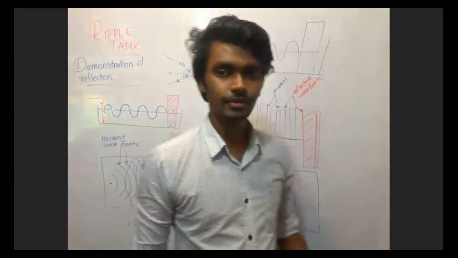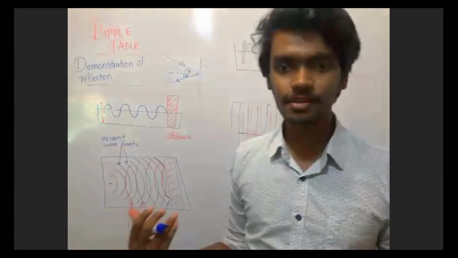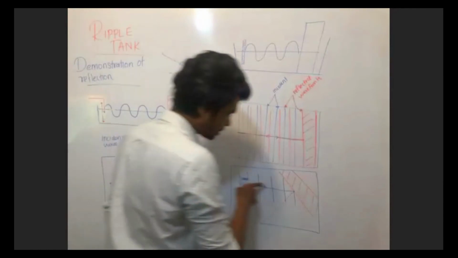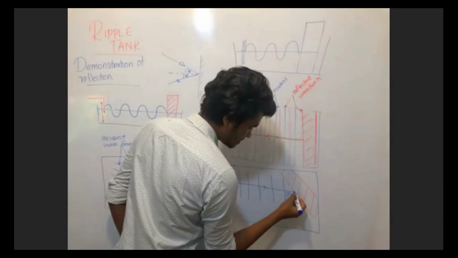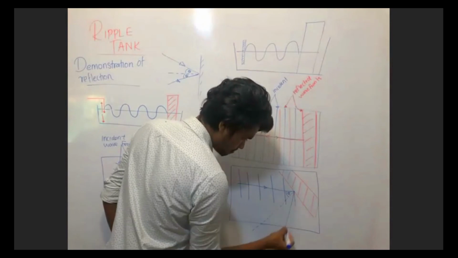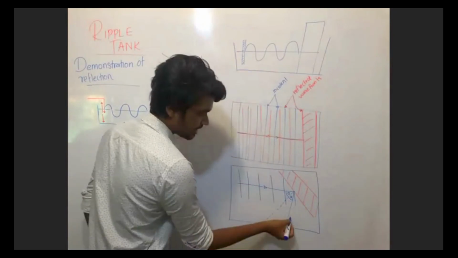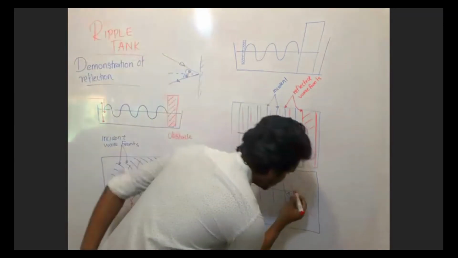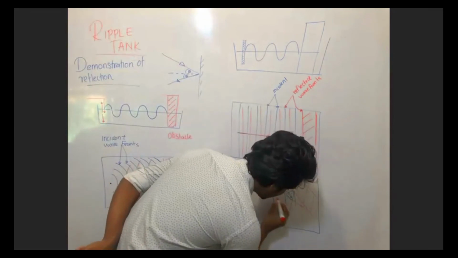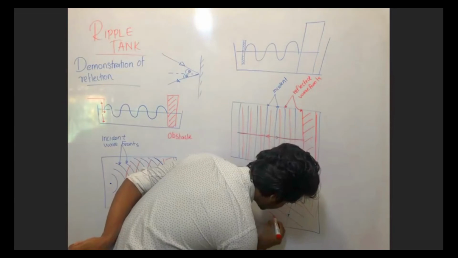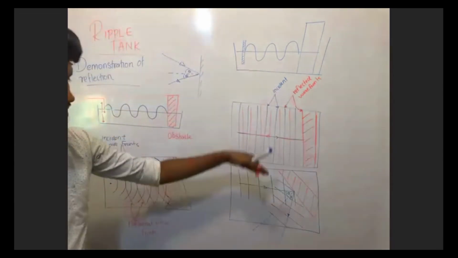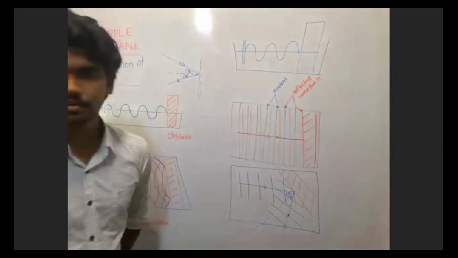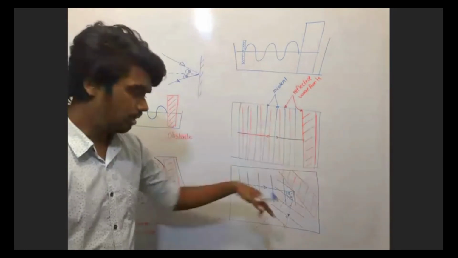Light is also a wave. Water wave is also a wave. Pretty much the same thing occurs. This is theta angle, it makes the same theta angle, and this is the ray. So therefore, the wave fronts are going to be perpendicular to the ray. Obviously, we know that, right? So this is pretty obvious.